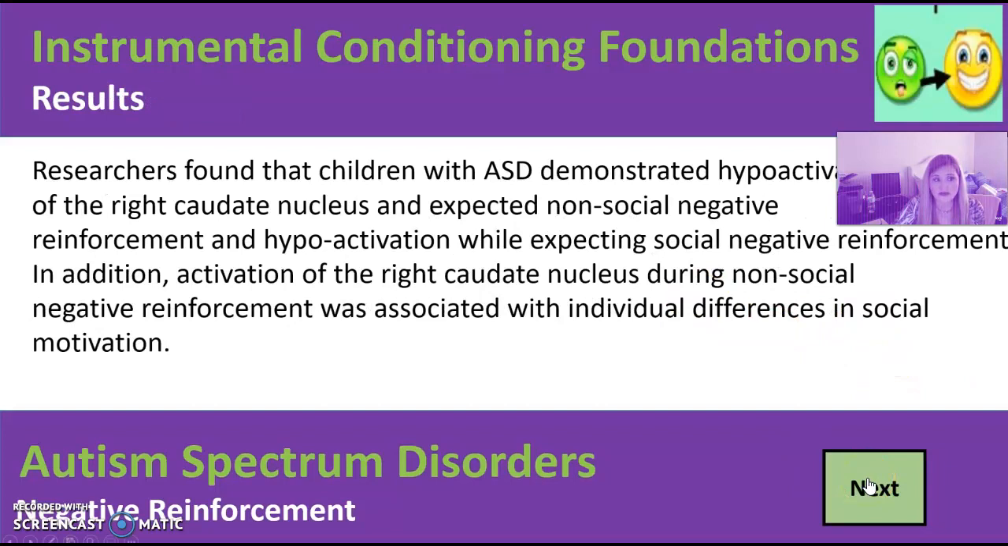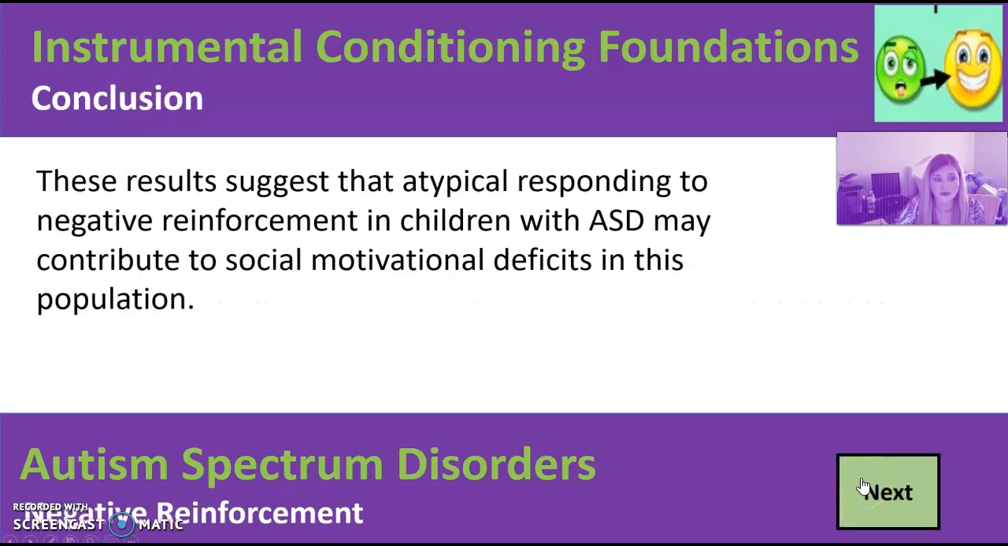The result of this is that the researchers found that children with ASD demonstrated hypoactivation of the right caudate nucleus when expecting non-social negative reinforcement, and hypoactivation while expecting social negative reinforcement. In addition to that, activation of the right caudate nucleus during non-social negative reinforcement was associated with individual differences in social motivation. The conclusion is that these results suggest that atypical responding to negative reinforcement in children with ASD may contribute to social motivational deficits in this population.